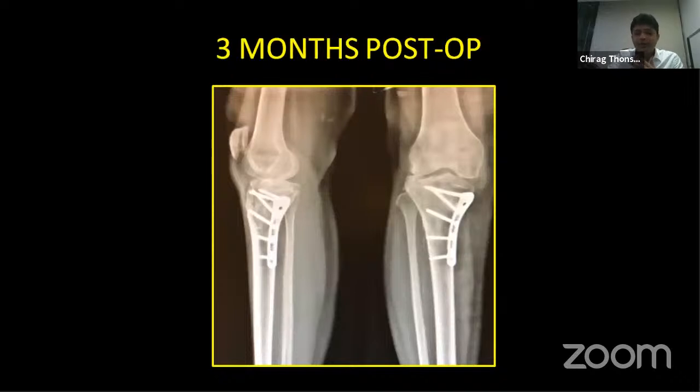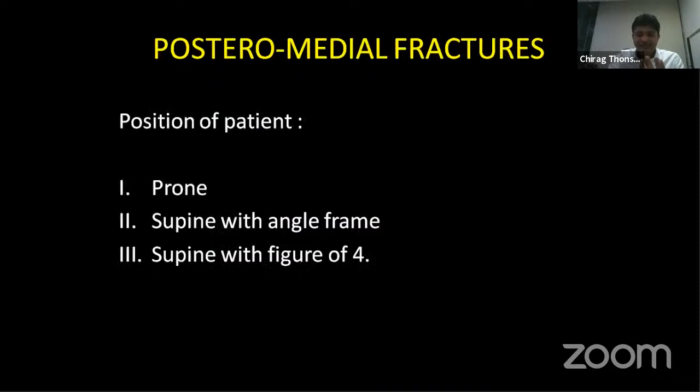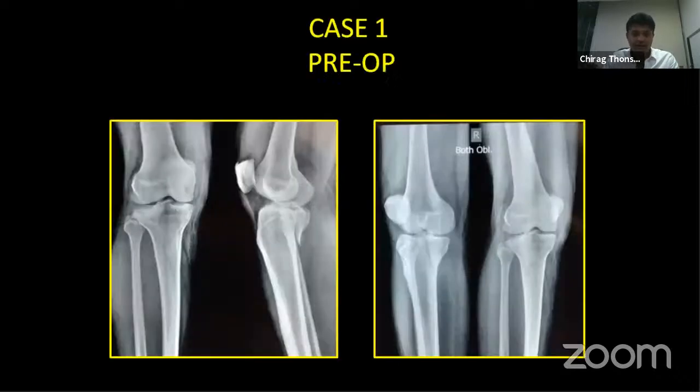So a posteromedial condyle or a posterolateral condyle fracture which is missed is very, very common to see in practice. Let me just brief you about how we need to identify and fix posteromedial condyle fractures. Most commonly, it can be done either in a prone position or a supine position. I usually do it in a supine position with the leg in figure of 4 position, which gives us good access to the posteromedial condyle.